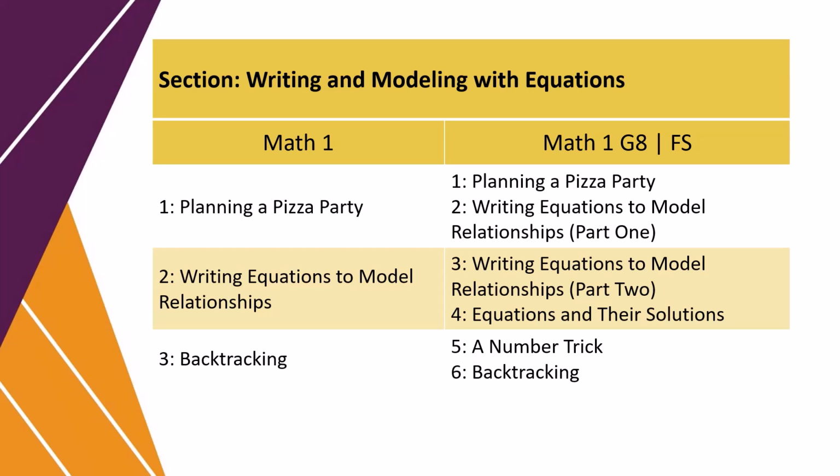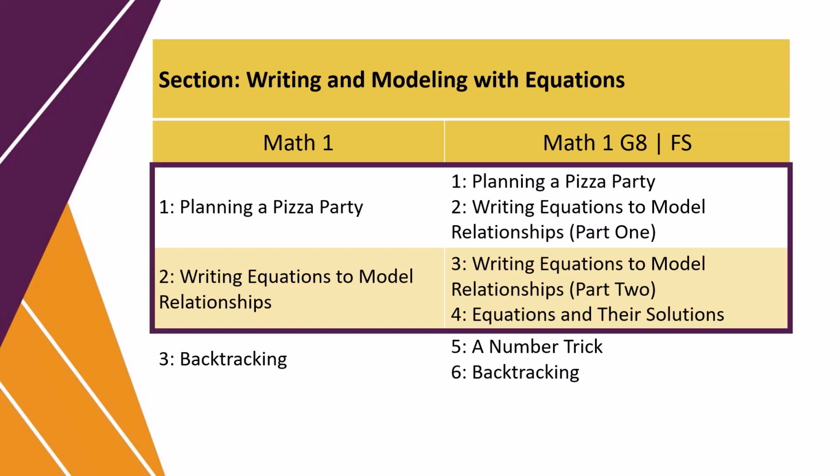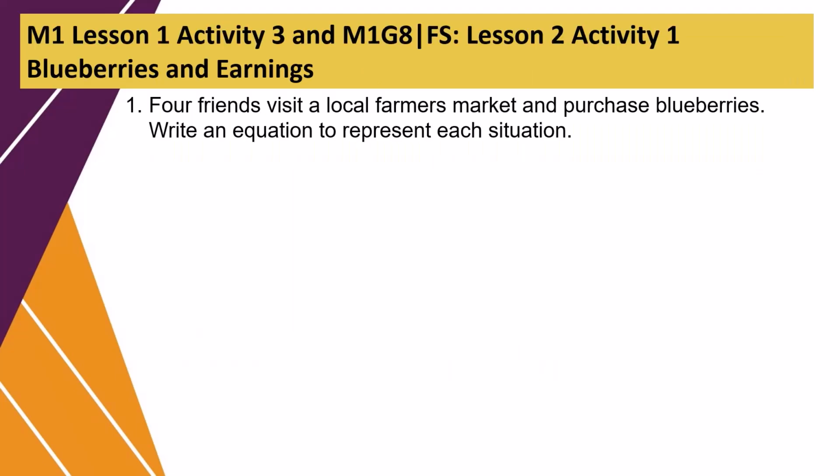The purpose of the first section is for students to write equations to model relationships. It also includes the lesson presenting the solution strategy of backtracking, which we'll examine closer in just a moment. First, let's look at how writing equations progresses in this unit. Students begin with writing an equation given a verbal description. This activity includes 2 different contexts, so let's just dive into the first one.